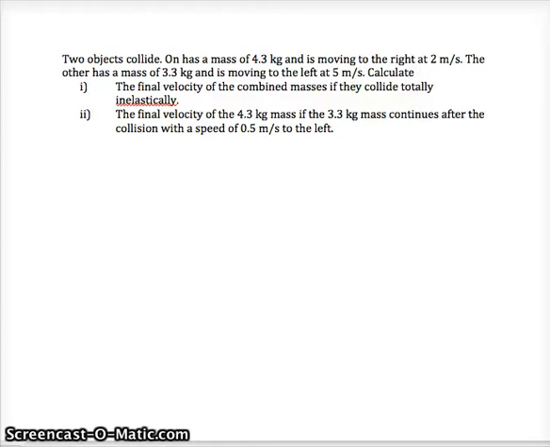Hello everyone. So what to do now is I wanted to show you how to do some momentum problems in case you're having trouble, particularly on problems 4 and 5 on the homework. So I've written an example problem.